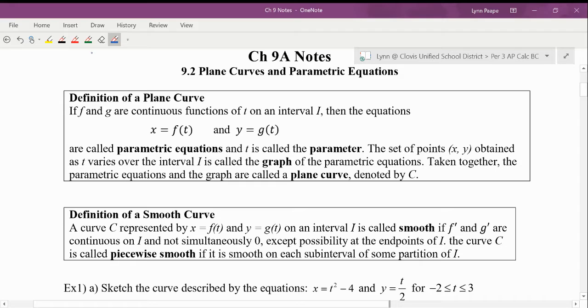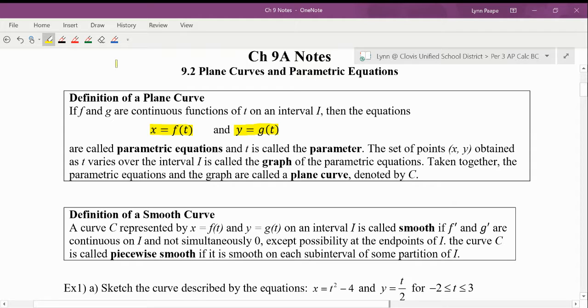Going to be our parametric equations and polar equations. So we'll be working with that. So how we define a plane curve. We have two functions that are continuous on an interval I, and then we are going to look at our horizontal and our vertical components separate from each other.